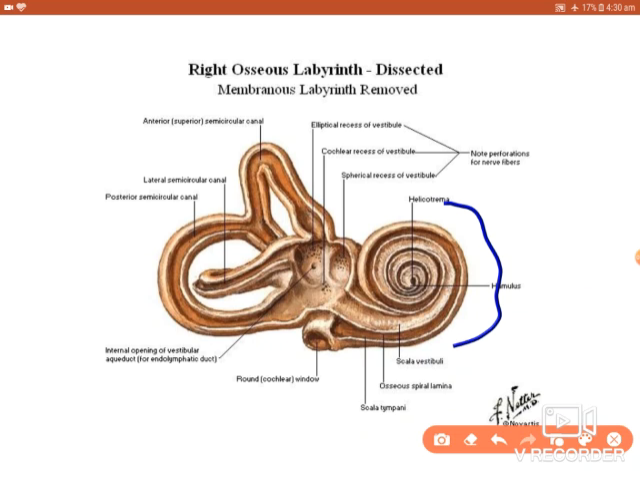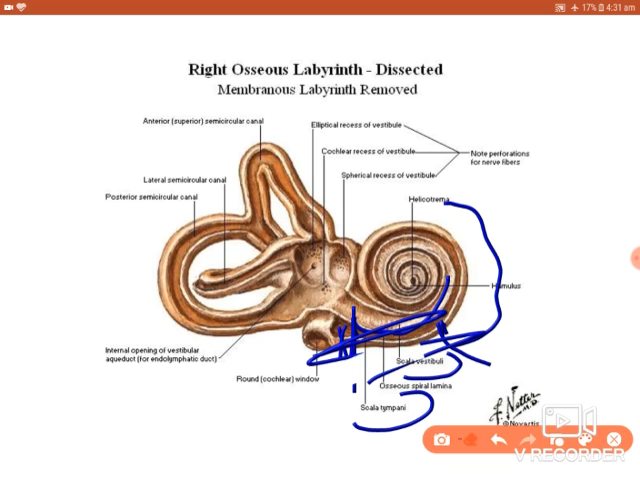Here the lateral wall is removed. You are seeing the medial wall. So here is the inner part of the bony labyrinth. See, this is the spiral lamina. This part is the scala vestibuli. This part is the scala tympani.